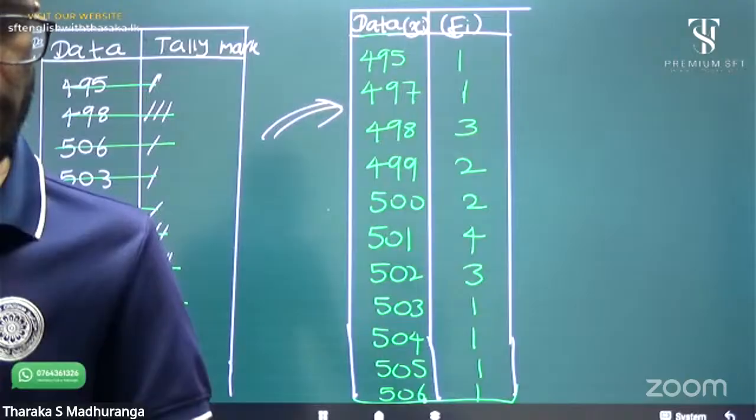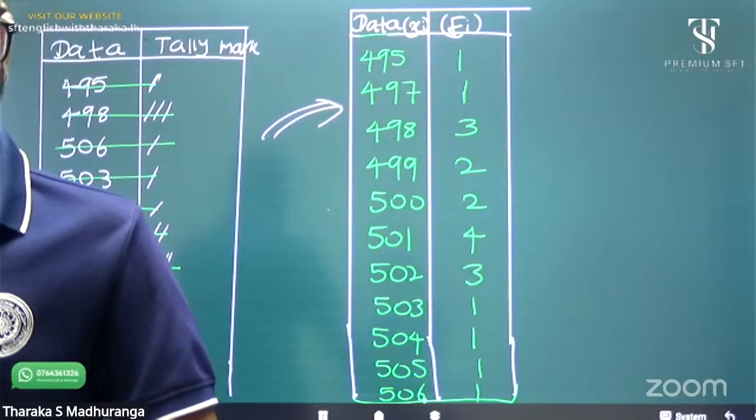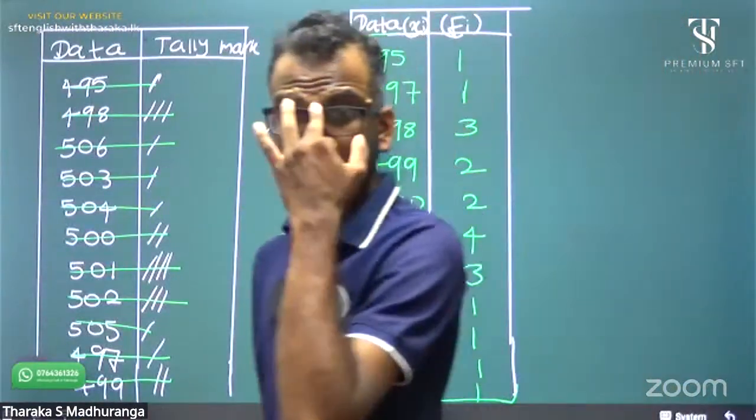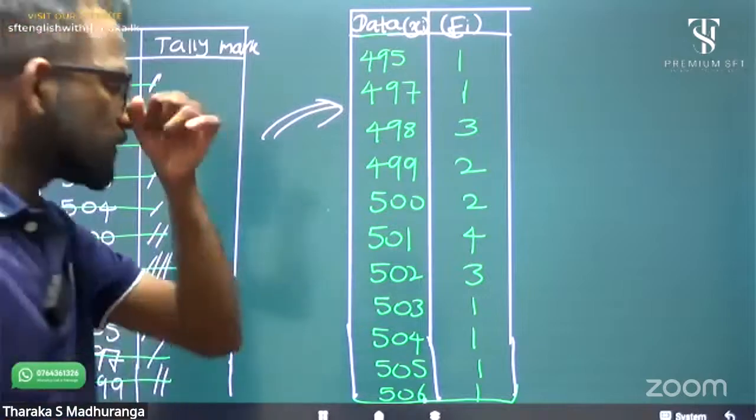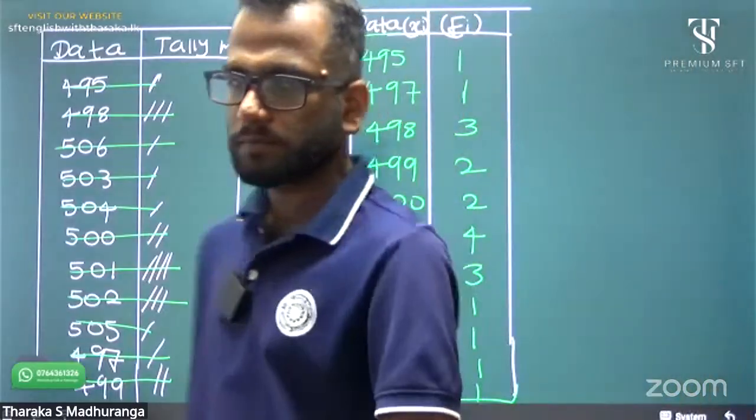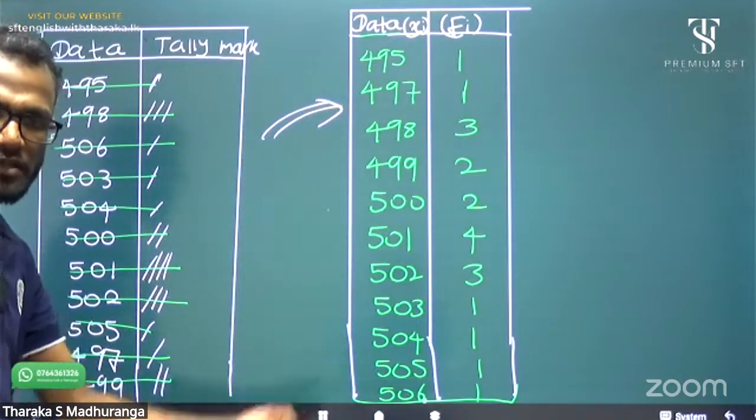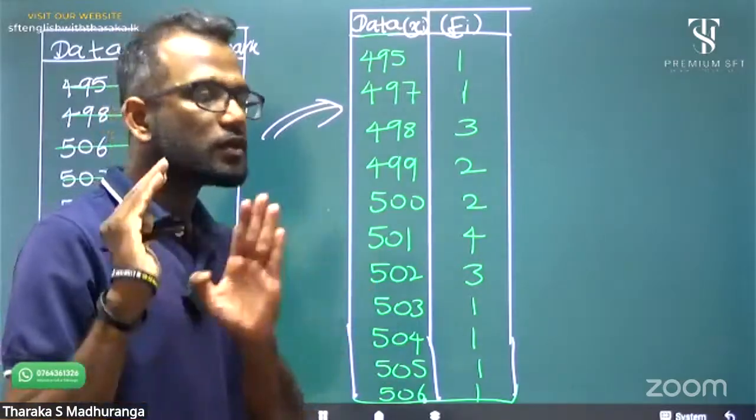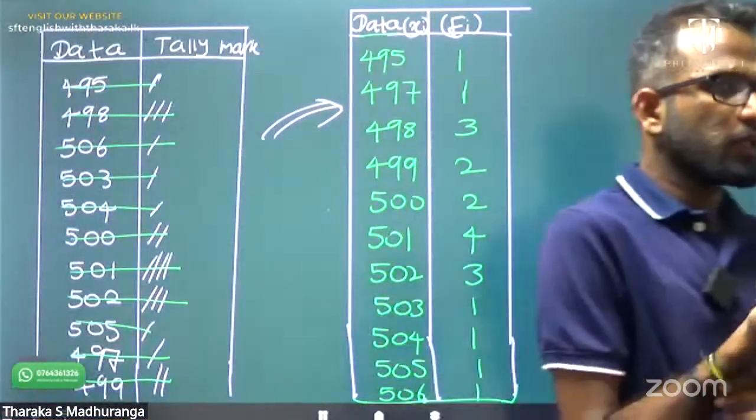Do you remember? Am I late? We are discussing the 2016 A-level question. Kabir, is it correct? Okay, what's the name of this table? Ungrouped frequency distribution table. Remember the name.